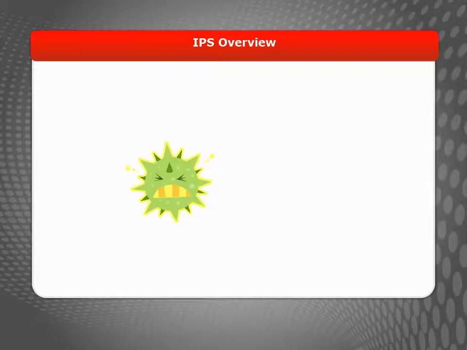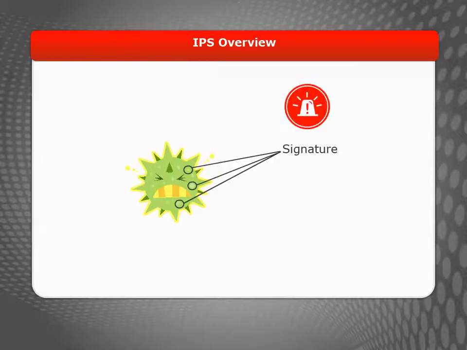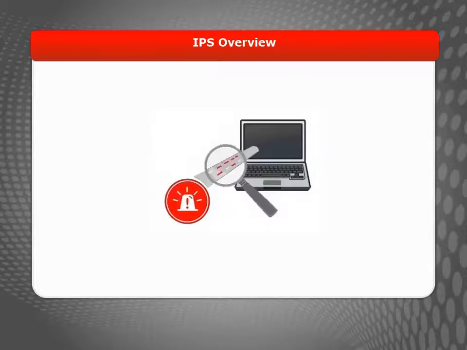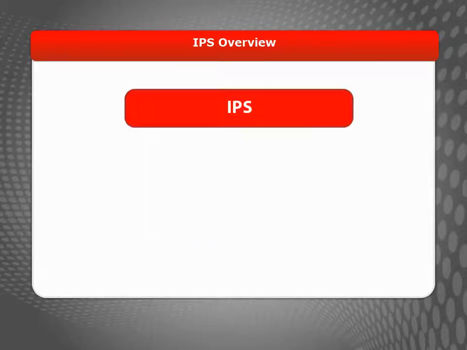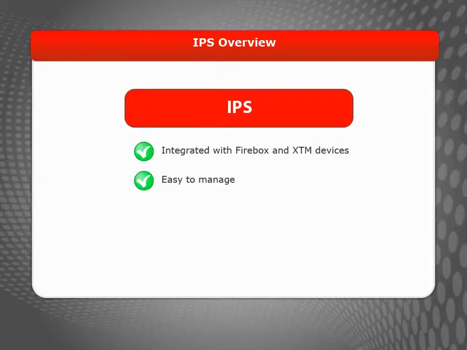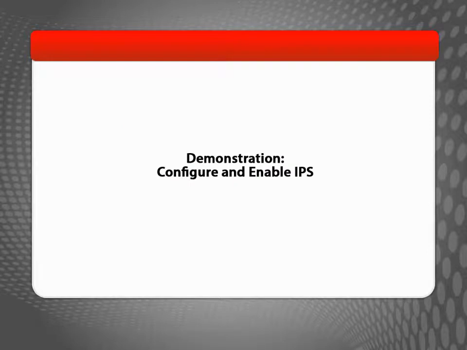When a new attack is identified, the features that make the intrusion attack unique are recorded. These recorded features are known as the signature. IPS uses these signatures to identify intrusion attacks. IPS scans traffic on all major protocols using continually updated signatures to detect and block identified attacks. Because IPS is integrated with your Firebox or XTM device, you have an easy-to-manage, cost-effective solution without additional hardware to purchase and maintain. To configure IPS, open WatchGuard System Manager and navigate to Policy Manager.